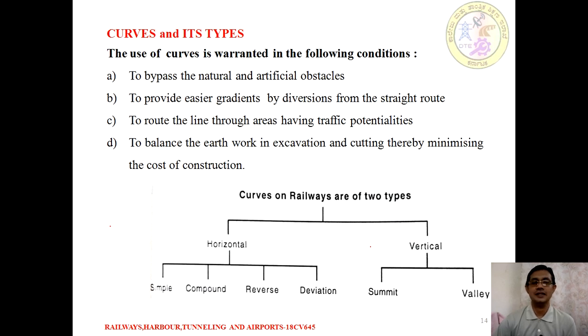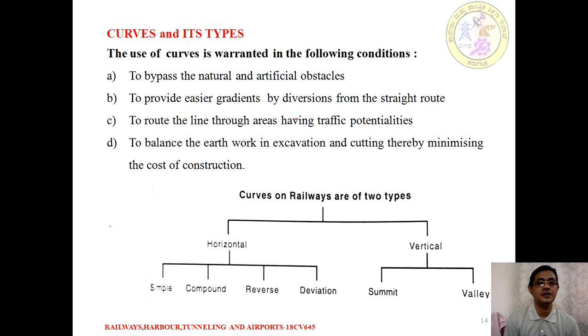As we know, the alignment is not always going to be straight; in some parts it needs to be diverted, either in the horizontal plane or in the vertical plane. So it is inevitable to provide curves for a very small section of the geometrics. The use of curves is warranted under the following conditions.